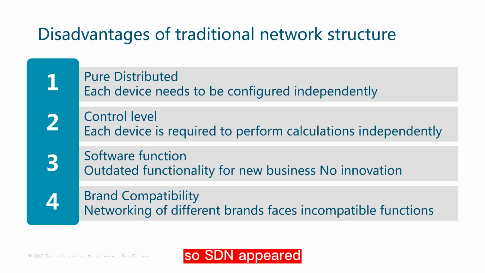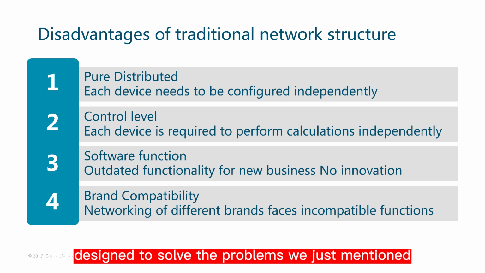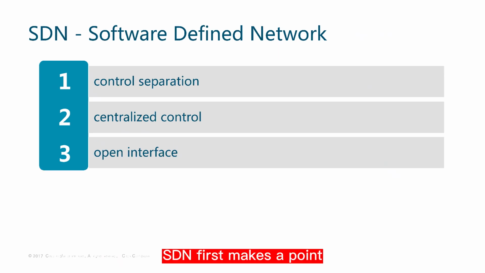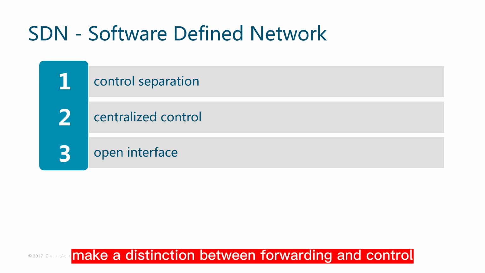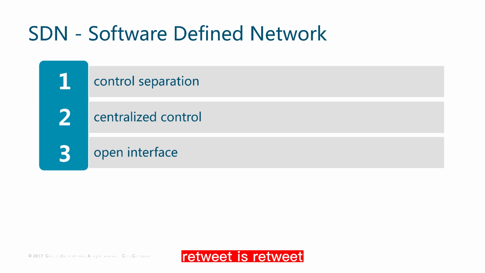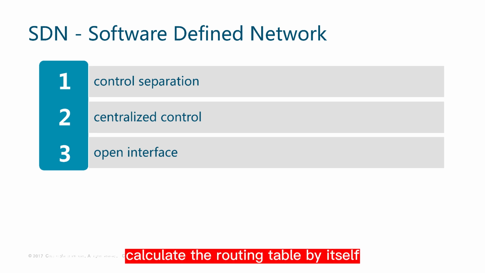So SDN appeared. It is specially designed to solve the problems we just mentioned. SDN first makes a point: forwarding control separation. Control is really computing, the calculation I just told you. It actually means making a distinction between forwarding and control. Forwarding is forwarding. Calculation is calculation. As a router, in the future, it does not need to calculate the routing table by itself to complete data forwarding. It is only responsible for forwarding.